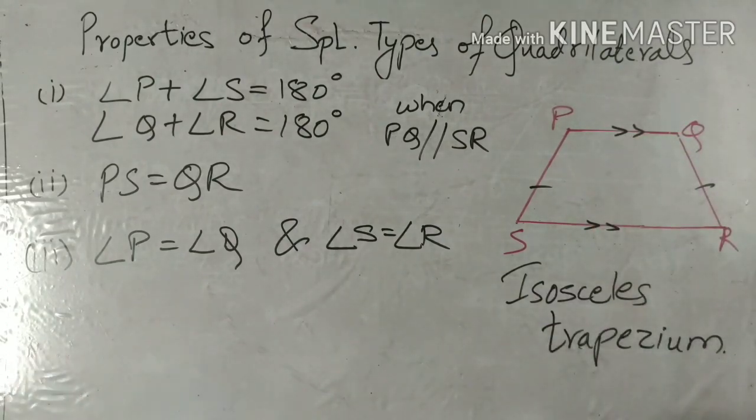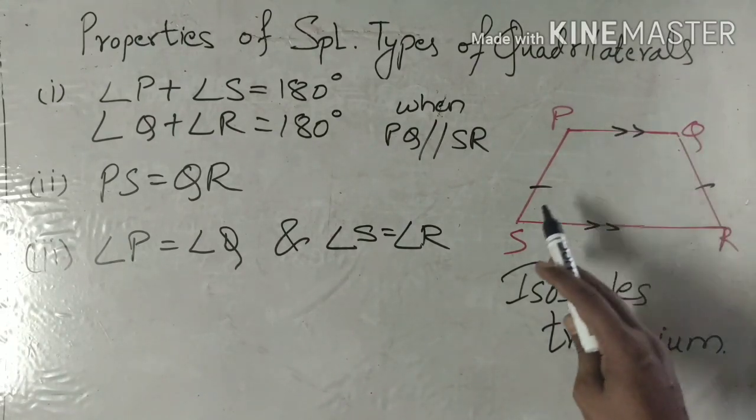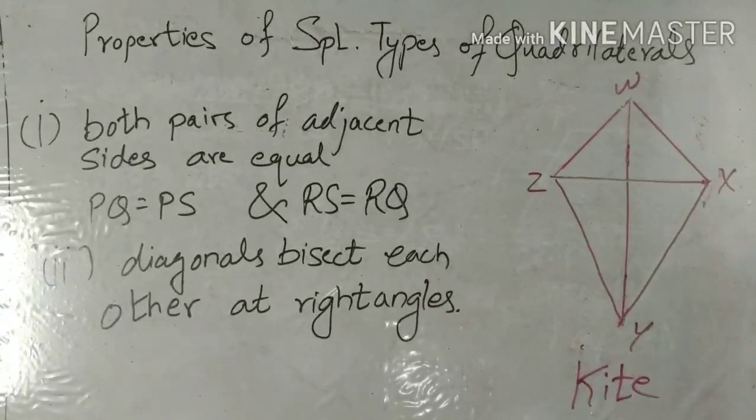And the third property, angle P is equal to angle Q and angle S is equal to angle R. Just relate it or compare it with the isosceles triangle. The opposite angles are congruent and the opposite sides are equal. Let's move on to the next type.